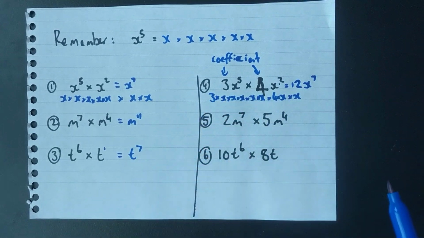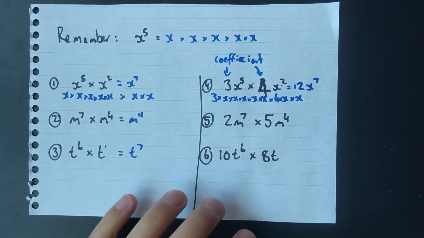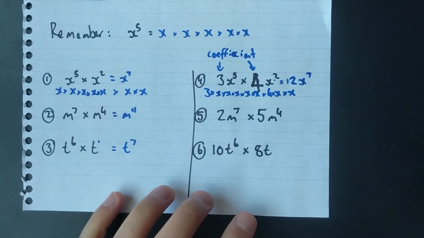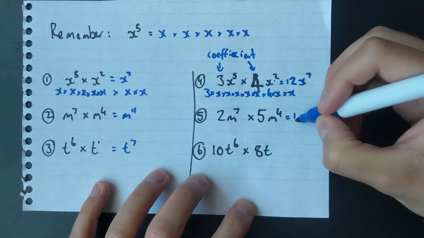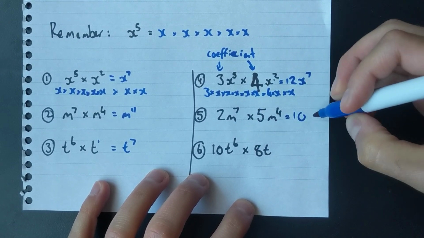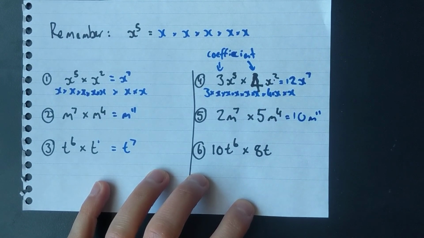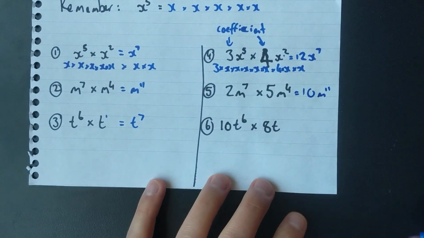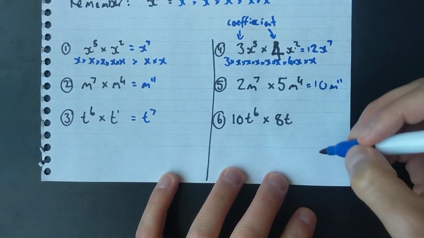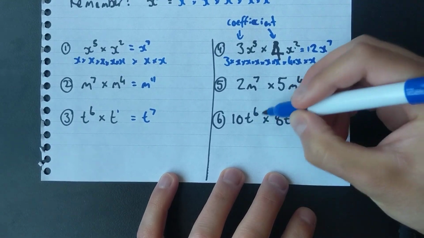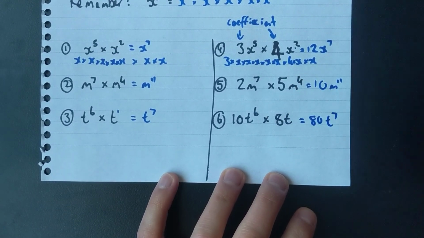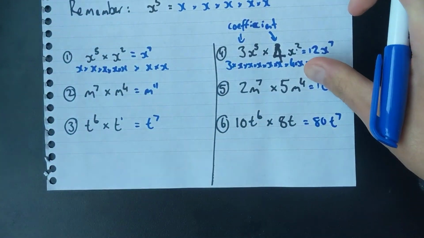I am still multiplying. So here, 2 times m to the power of 7 multiplied by 5 times m to the power of 4 is going to be, well, 2 times 5 is 10. m to the power of 7 times by m to the power of 4 is m to the power of 11. Here, 10 t to the power of 6 times by 8t is going to be, well, 10 times by 8 is 80. t to the power of 6 times by t is still t to the power of 7.